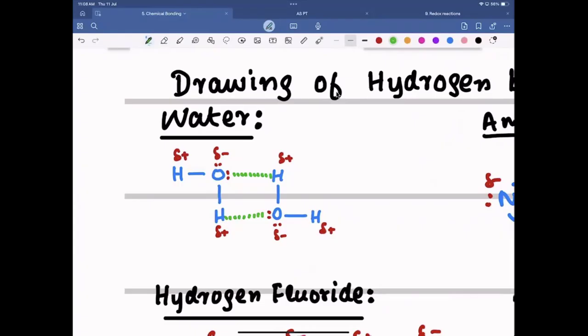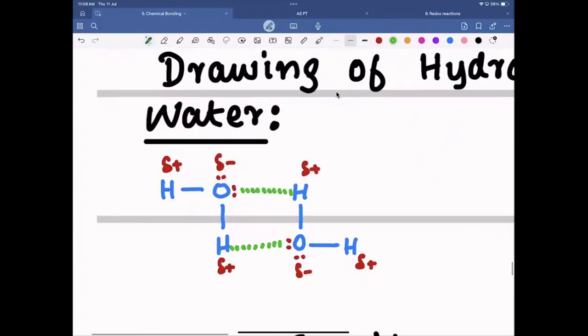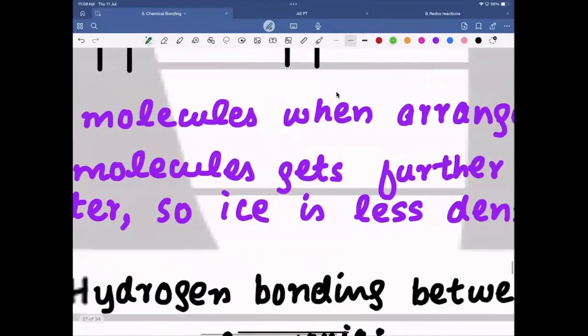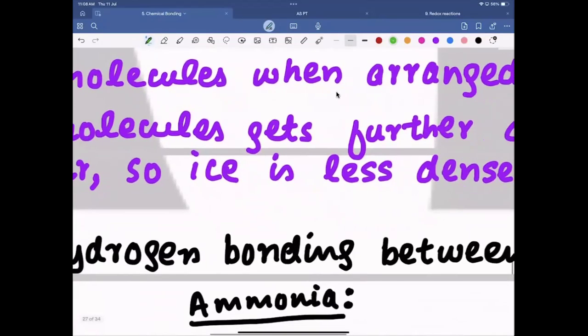Yes, sir. Okay. So did you draw this? Yes, sir. Okay. Now try to make and show the hydrogen bond between ammonia molecules. NH3, right? Yeah.